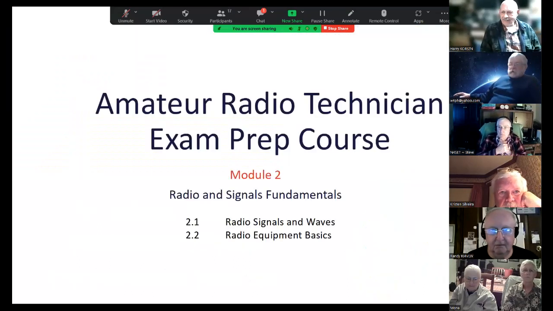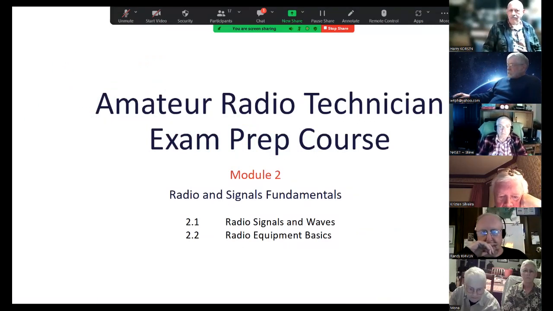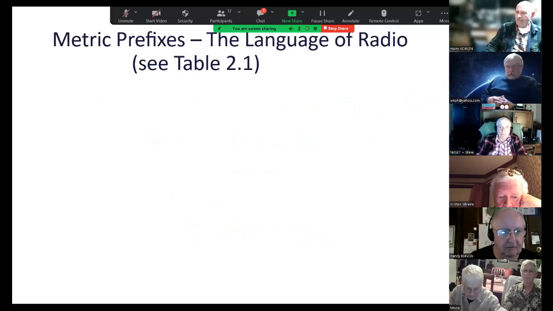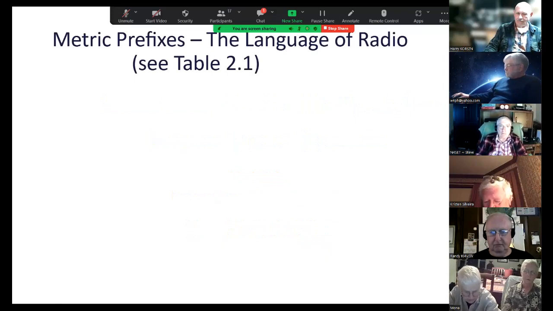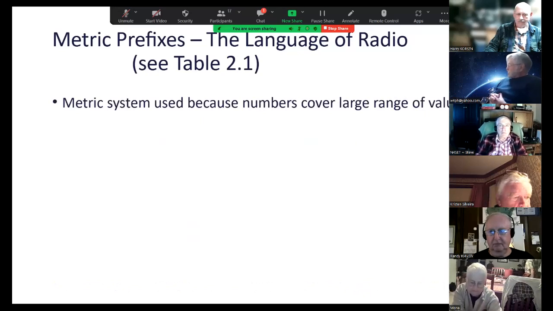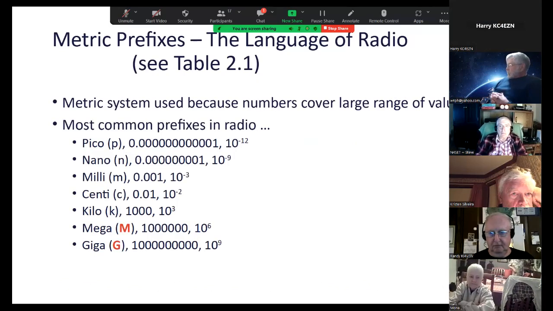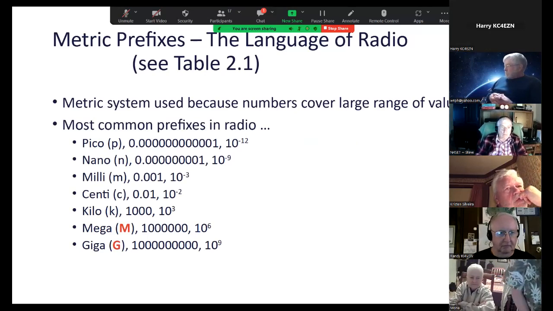At any rate, the exam prep course, Module 2. And we'll start with metric prefixes. It's scientific notation. Metric system is used because numbers cover large ranges of values. Most common prefixes in radio are pico, nano, milli, centi, kilo, mega, and giga.